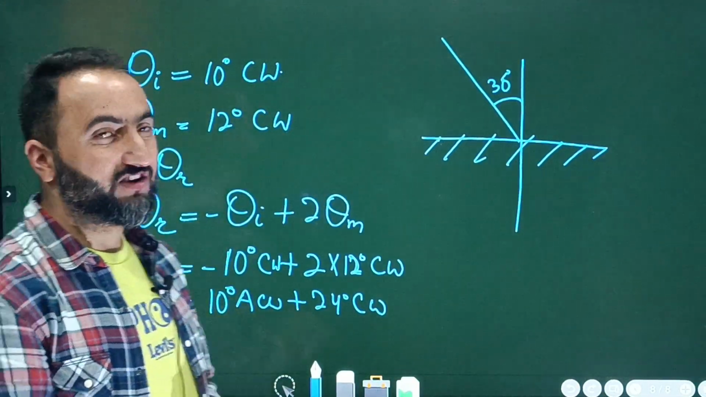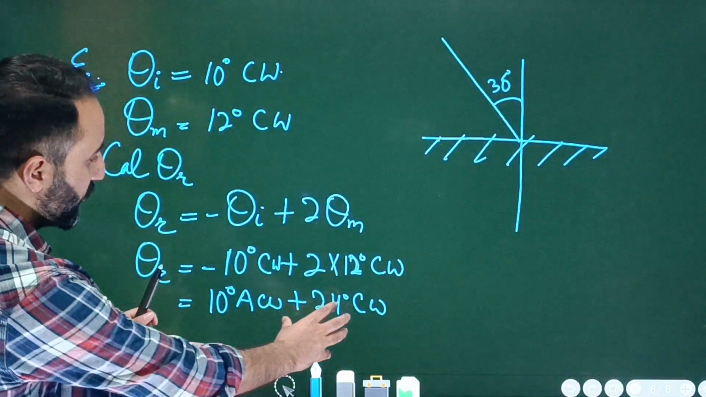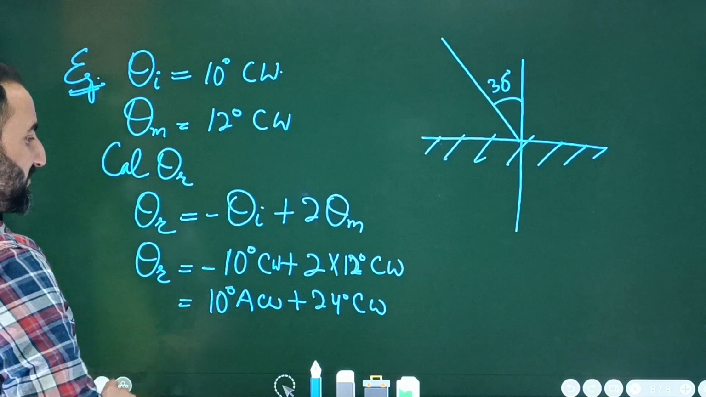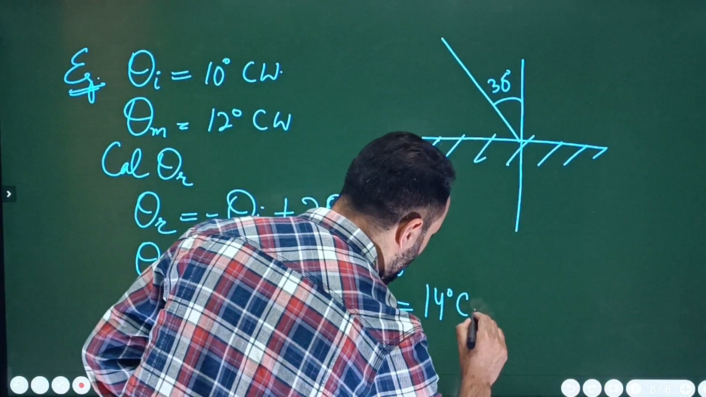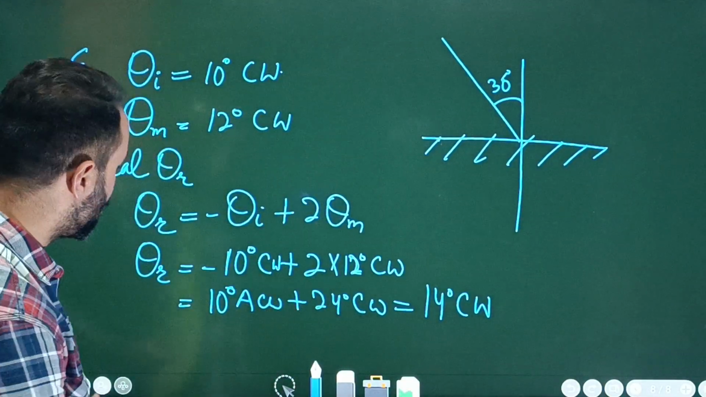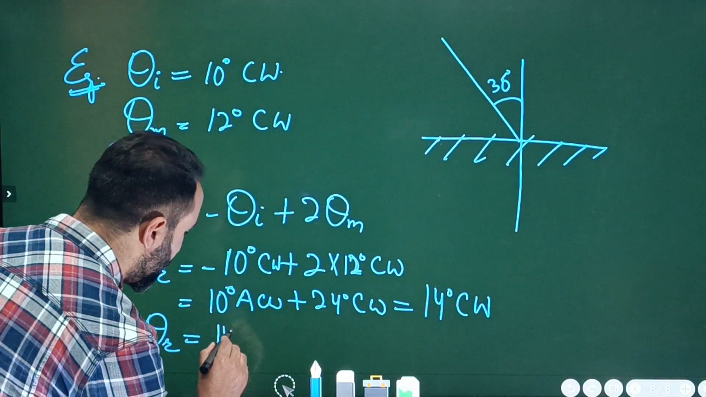Now there are two angles. One is 10 degree anti-clockwise, 24 degree clockwise. Obviously the two will be subtracted because they are in the opposite direction. So 24 degree minus 10 degree, what is that equal to? 14 degree, and that too clockwise, because जो बड़ा वाला angle है, it senses what? That's clockwise. So finally we are here with the answer, that's theta r is equal to 14 degree clockwise.